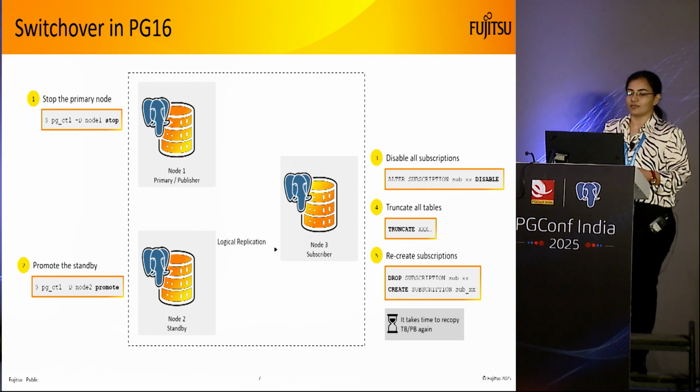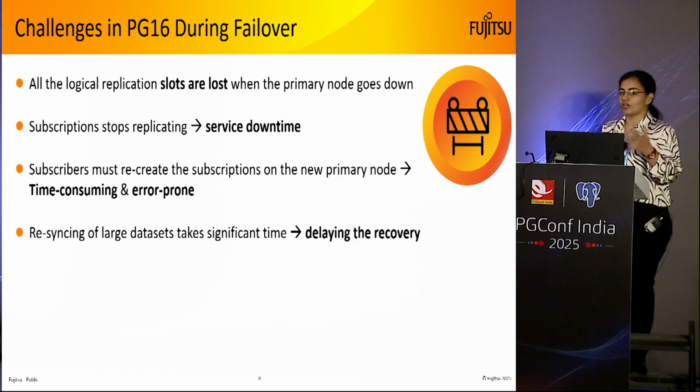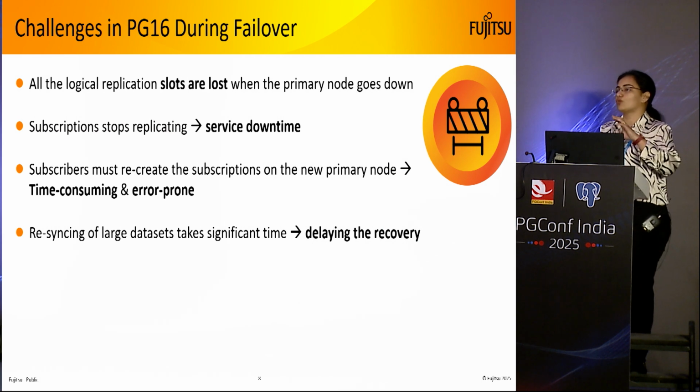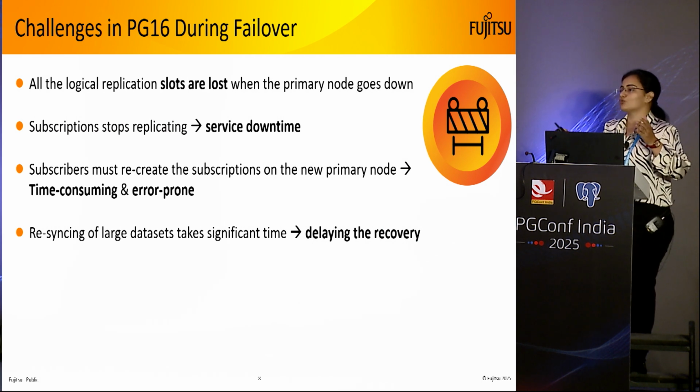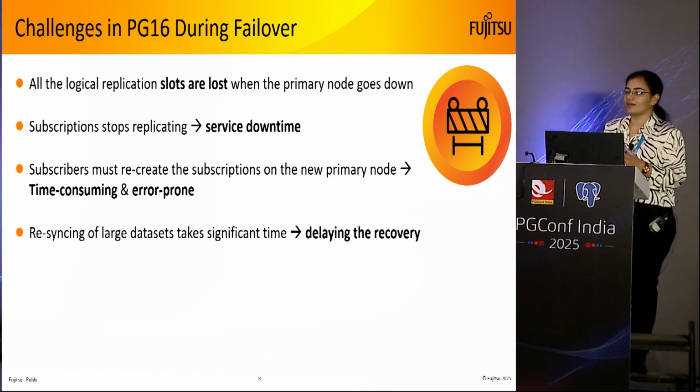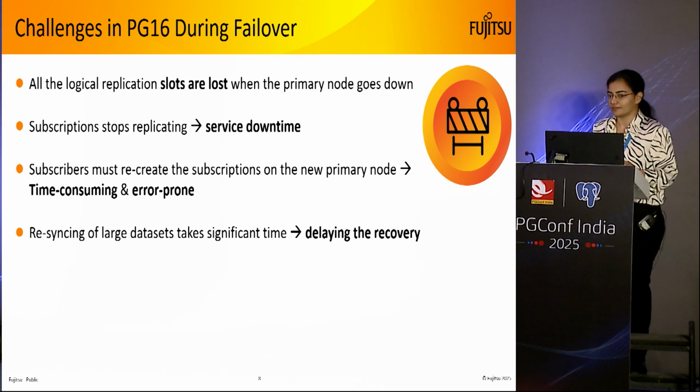Let us list out the challenges we just saw in PG16. As soon as the primary goes down, we lost all the replication slots which were being used by the subscriber node, so now the subscriber can no longer replicate. All the services to the subscriber node are down, and to resume them, the subscriber has to recreate the subscriptions from the new primary node, and that will take significant time if larger data sets are involved. So it can delay the overall recovery process of the cluster.